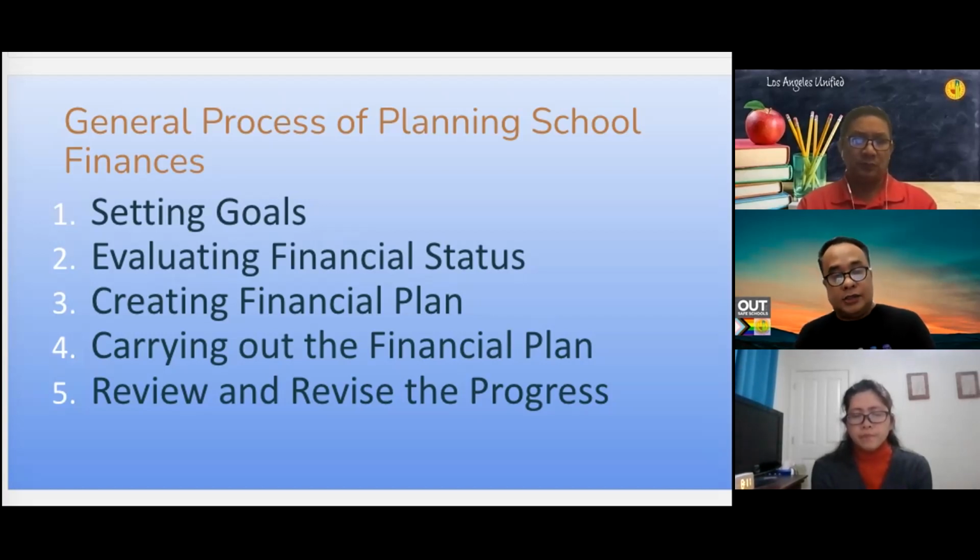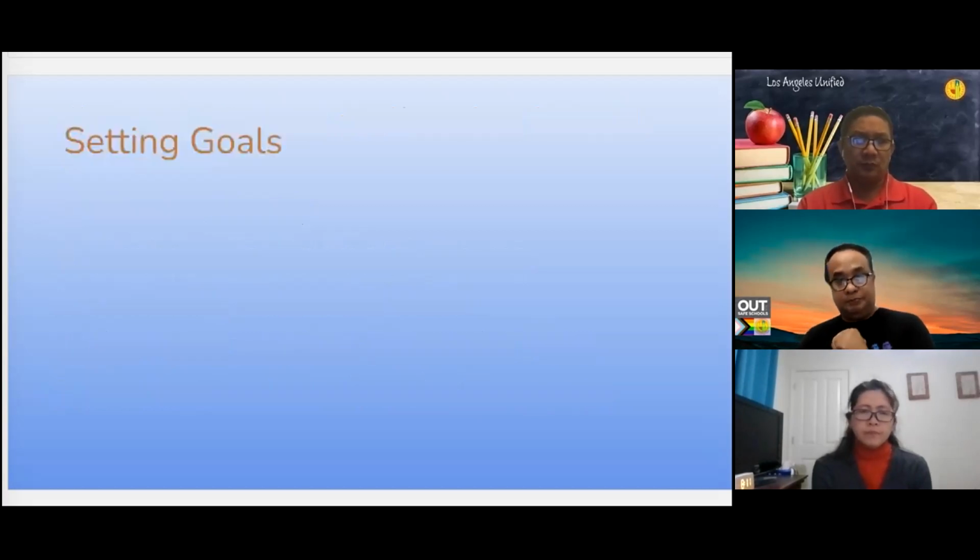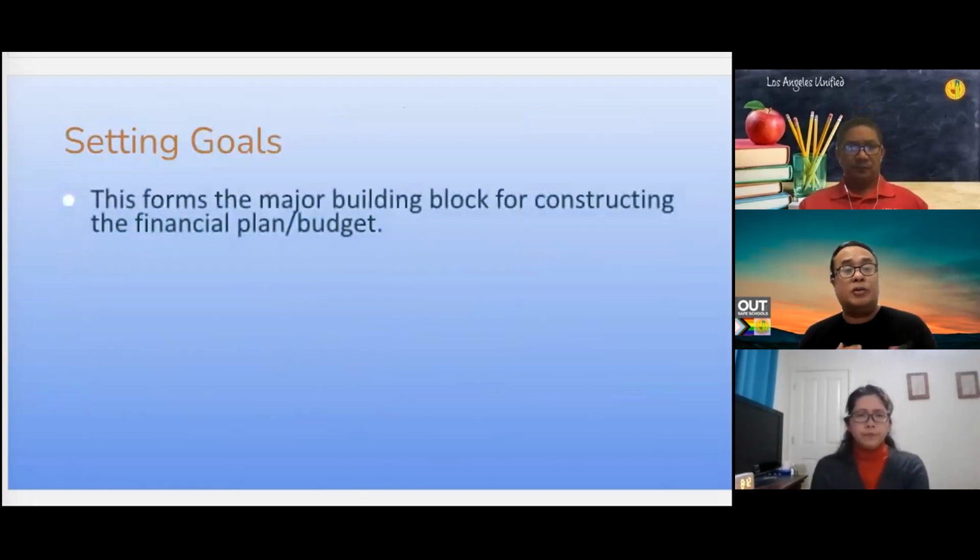Okay, so let's start with setting goals. As I said earlier, when we speak of setting goals, this basically forms the major building block for constructing the financial plan or the budget. So what your goals are, from there is when it's going to be translated into financial matters.